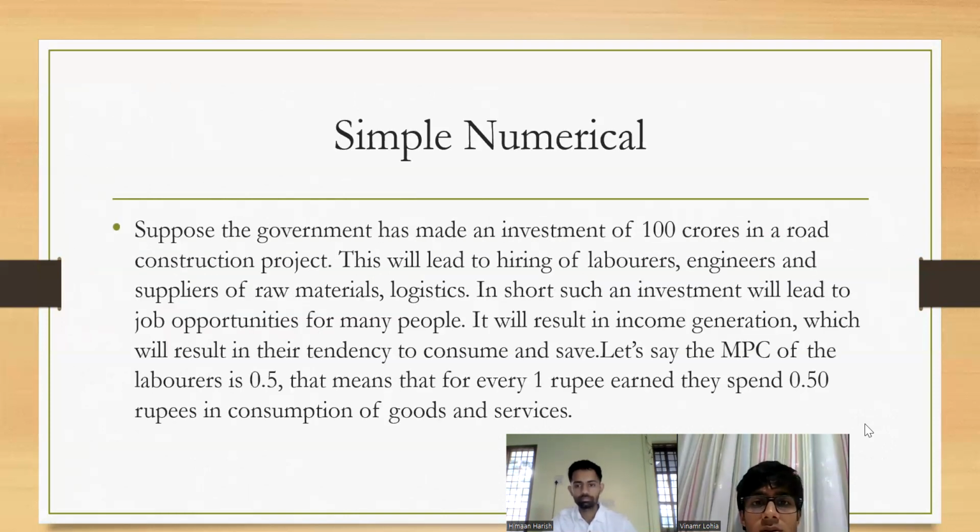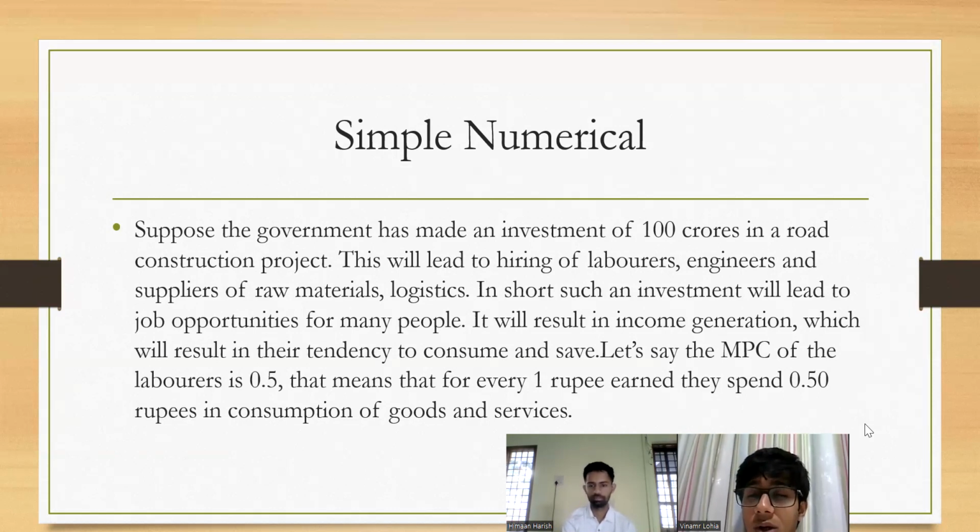Suppose the government has made an investment of 100 crores in a road construction project. This will lead to hiring of laborers, engineers, and suppliers of raw materials, logistics. In short, an investment will lead to job opportunities for many people. It will result in income generation, which results in their tendency to consume and save. Let's say the MPC, marginal propensity to consume, of the laborers is 0.5. That means that for every 1 rupee earned, they spend 0.5 rupees in consumption of goods and services. Okay.